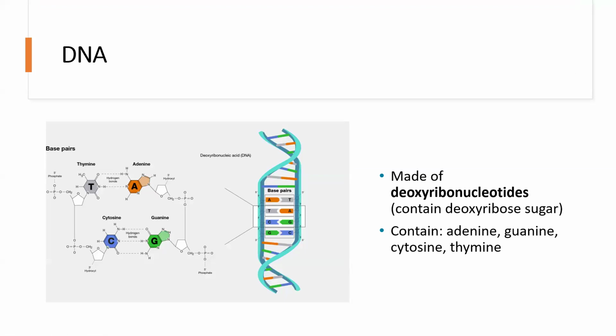Now, as might make perfect sense, DNA or deoxyribonucleic acid is made of deoxyribonucleotides and therefore contains deoxyribose sugar. And again, I know I've said this multiple times, but I can't stress it enough. Our bases are adenine and thymine, guanine, and cytosine. And they always pair up in that fashion, adenine to thymine, or A to T, and guanine to cytosine, or C to G. Notice that the A and the T have 2 hydrogen bonds, and the G and the C have 3 hydrogen bonds.